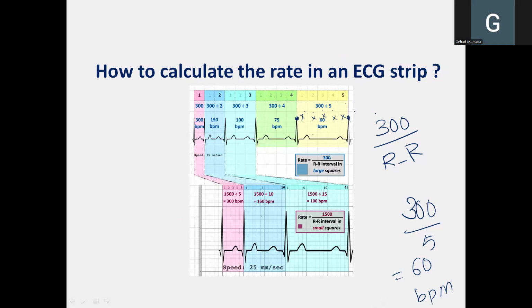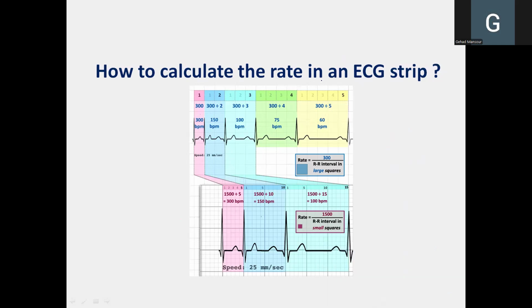Obviously, the heart rate in the yellow ECG strip has been calculated to be 60 beats per minute. But if we calculate this one, you will be dividing the same fixed numerator by 1, 2, 3, 4 big squares. 300 divided by 4 equals 75. So here the heart rate is 75 beats per minute. And it's obvious because the smaller the RR interval, the more frequent the QRS complexes, and the higher, of course, the number of beats per minute.